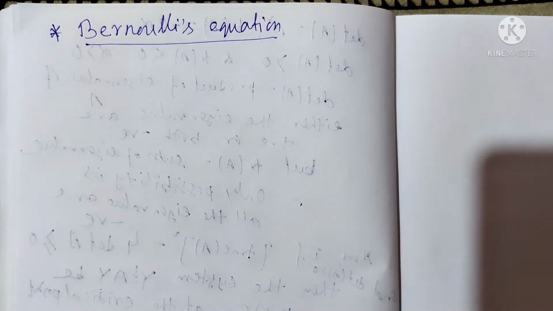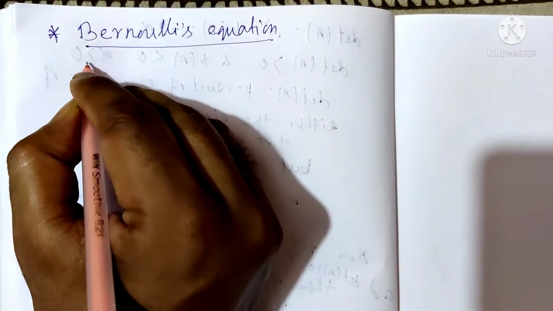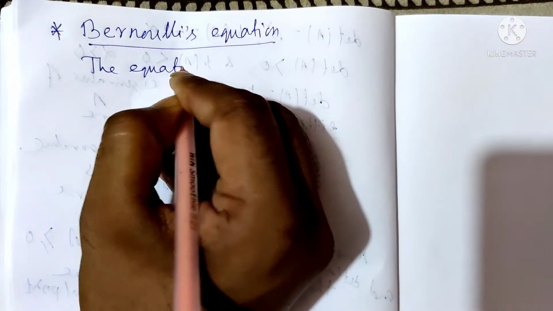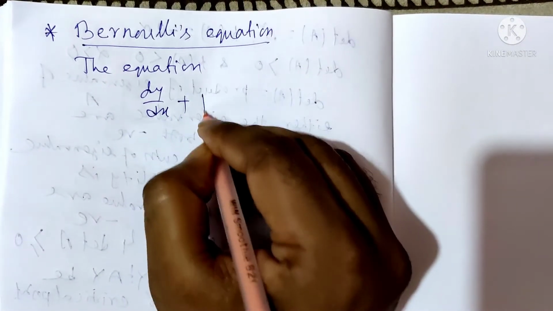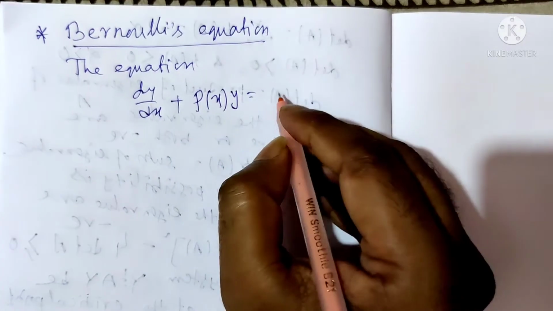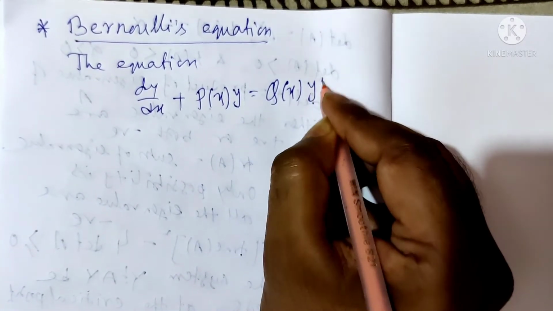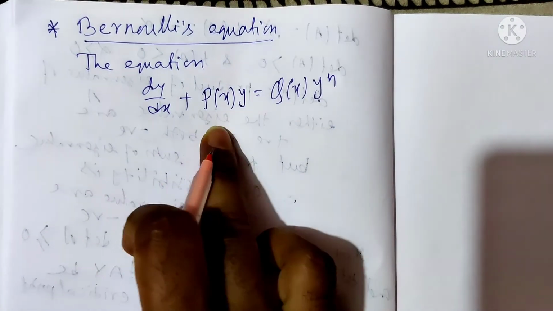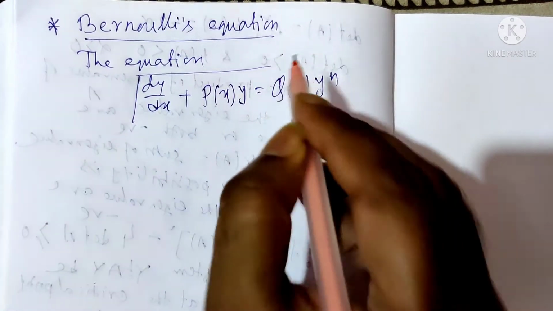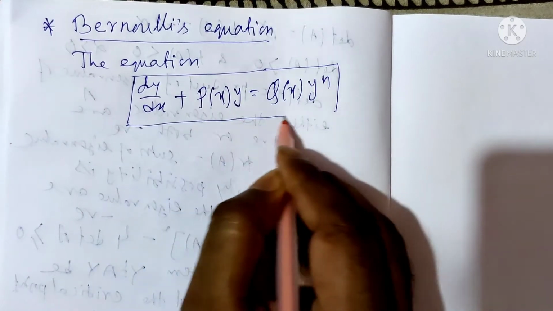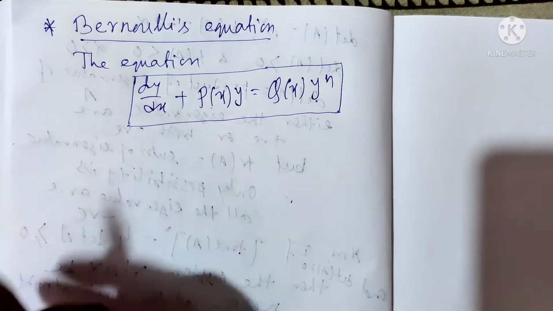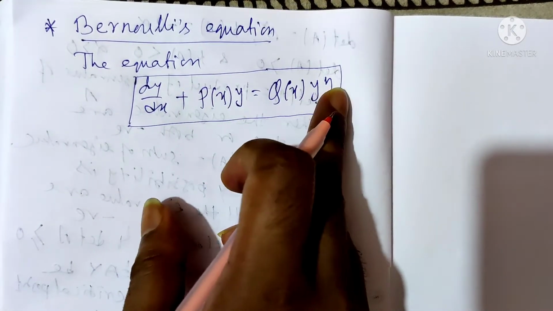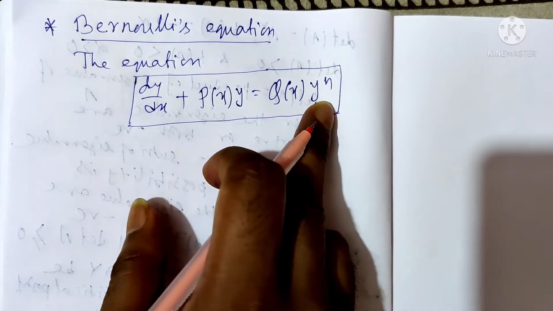In this lecture, we learn about the Bernoulli equation. The equation dy/dx + p(x)y = q(x)yⁿ, this kind of equation is called the Bernoulli equation. When n equals 0 or 1, then obviously this is a linear equation.